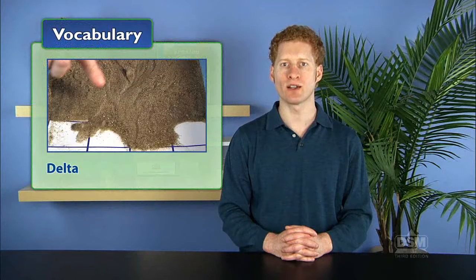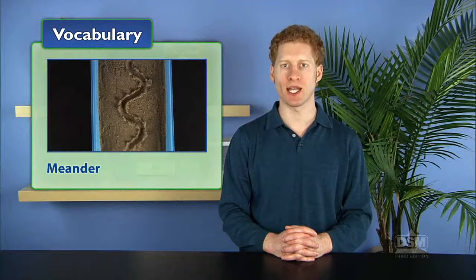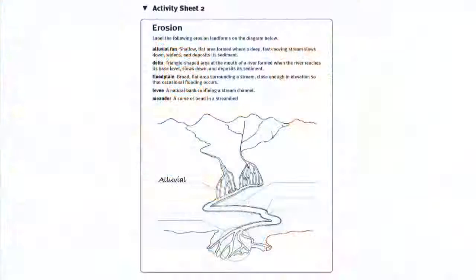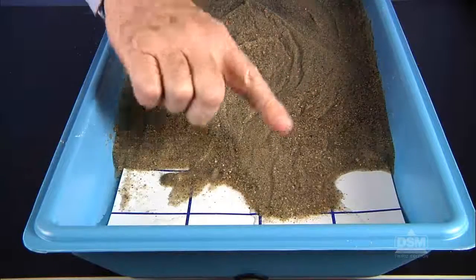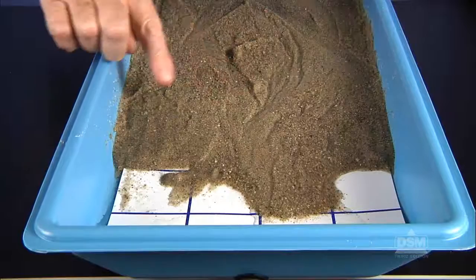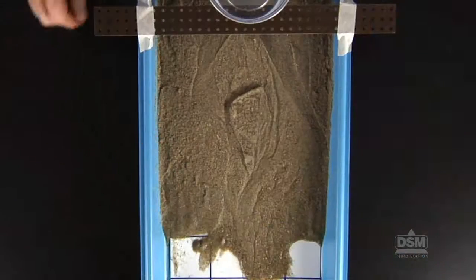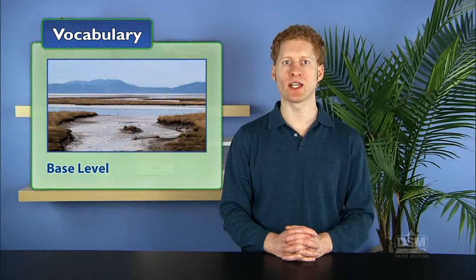The activity sheet describes alluvial fan, delta, floodplain, levee, and meander. Have the students use the descriptions of landforms on the activity sheet to identify and label landforms caused by erosion in their stream tables. The meander and delta should be visible. Students may also find that an alluvial fan has formed midway down their stream tables. Point out that the base level of a river is the level at which the river empties into the ocean.